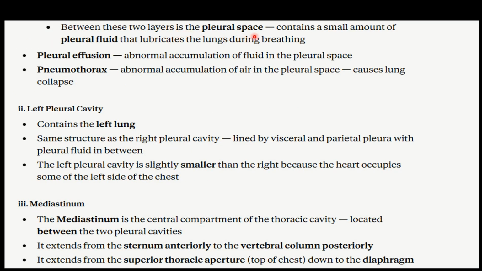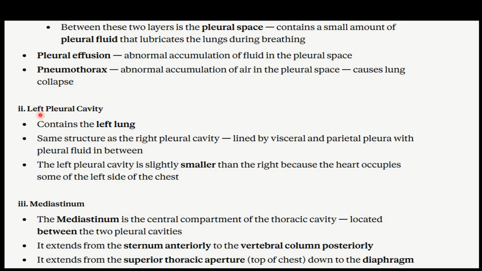Between these two layers is the pleural space, which contains a small amount of pleural fluid that lubricates the lung during breathing. So that fluid is needed. Now there are two terms that we should know: pleural effusion, an abnormal accumulation of fluid in the pleural space, and pneumothorax, an abnormal accumulation of air in the pleural space, which causes lung collapse. So these are the two terms that we should know.